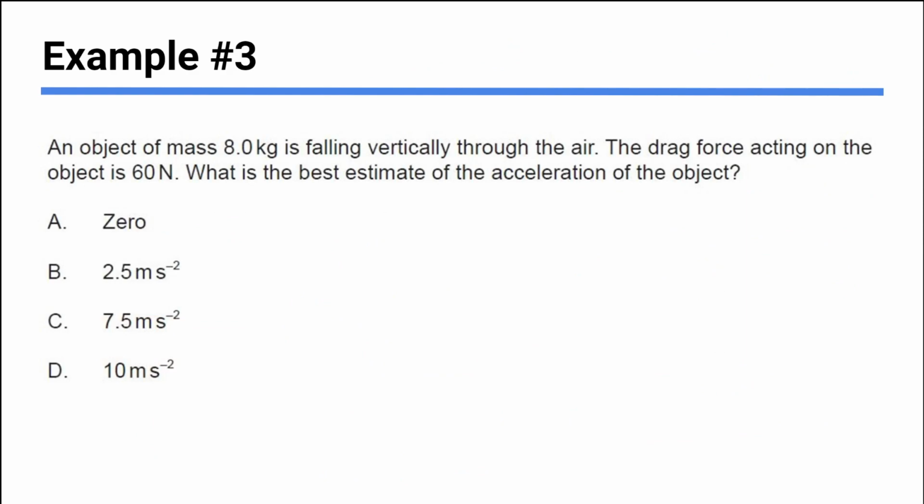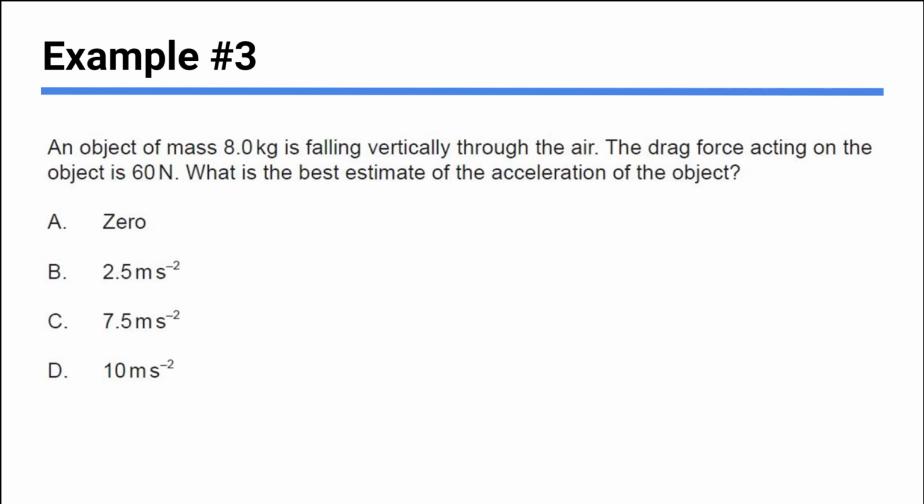Let's do one more quick one for you to try. This is a real Paper 1 question, like a multiple choice IB test question. So think about this. An object of mass 8 kilograms is falling vertically through the air. The drag force on the object is 60 newtons. What's the best estimate of the acceleration of the object? Go ahead, give this a shot, pause, and see what you come up with.